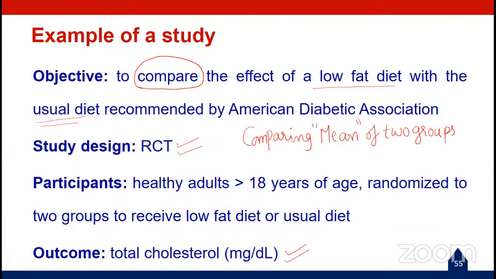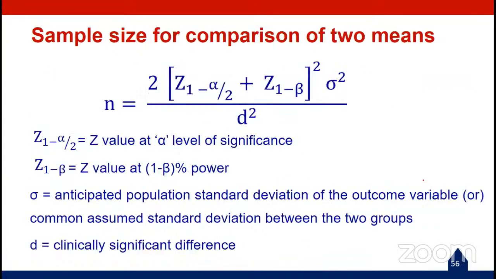So for the analysis, we would be using an unpaired t-test or two independent sample t-test, what we call. If we are analyzing the data, we would use unpaired t-test. So this is the sample size formula for unpaired t-test. Okay, sample size for comparison of means, or you can call it as sample size for unpaired t-test.